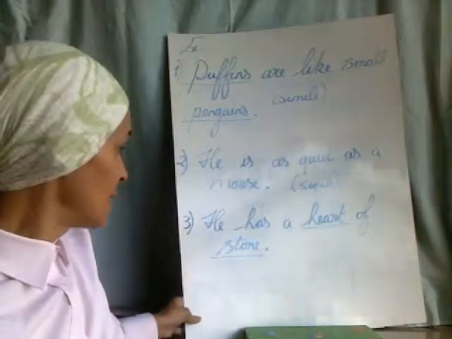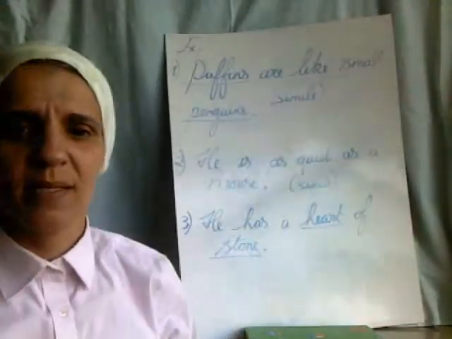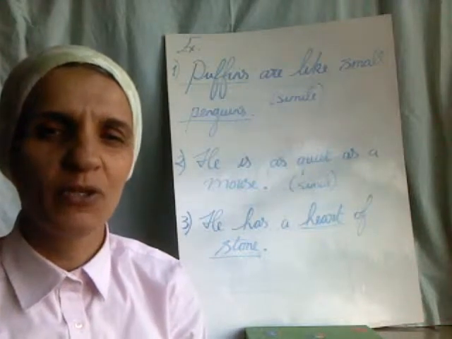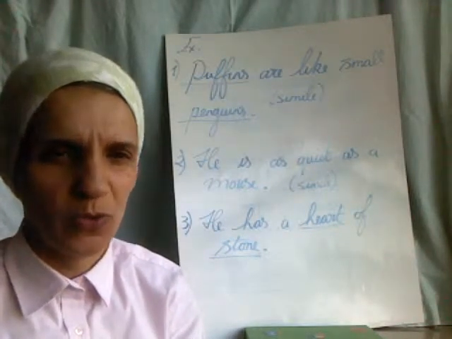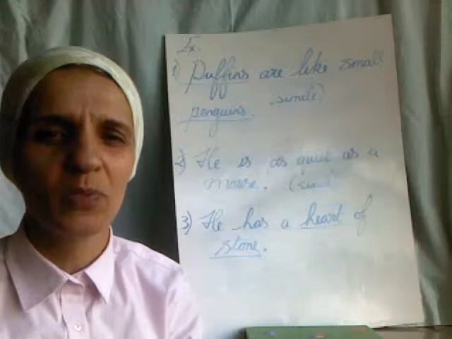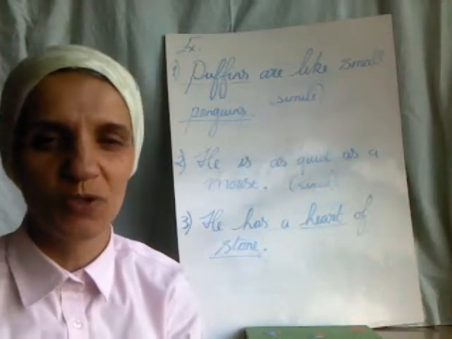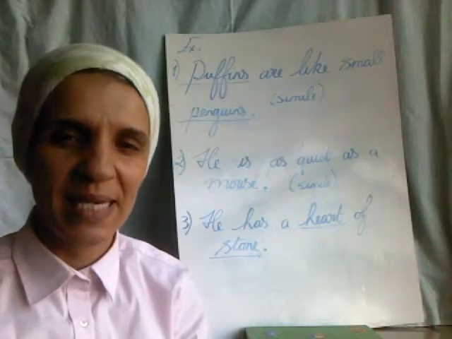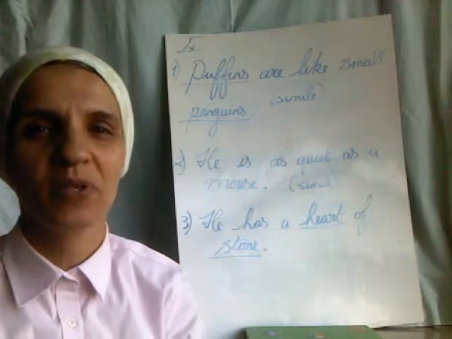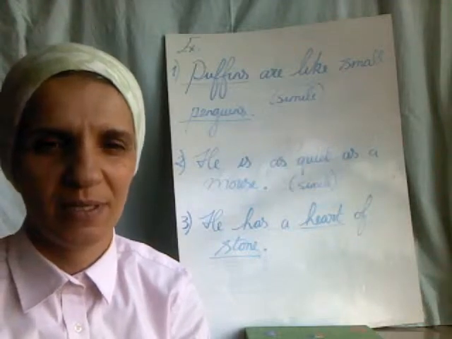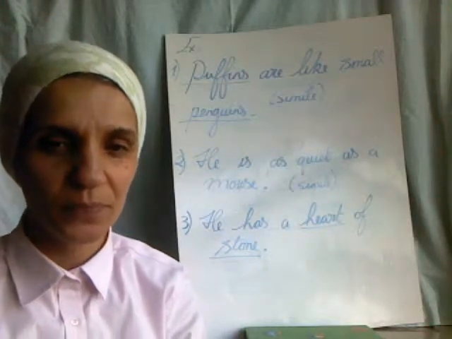Okay? And number 3, he has a heart of stone. Now, what is a stone like? A stone is cold, so this person with a heart of stone is probably not very friendly. Okay, that's probably what I'm trying to say about him. If I say he has a heart of stone, I'm probably saying that he's not very sympathetic. Okay, this is not a friendly person.